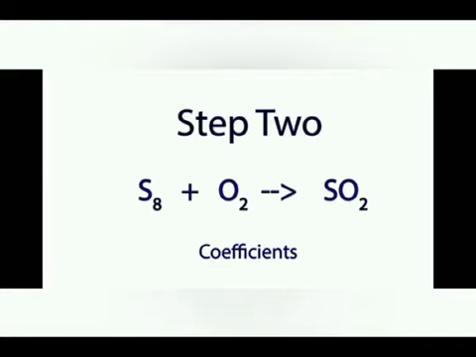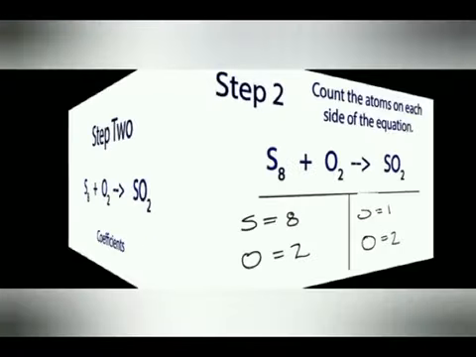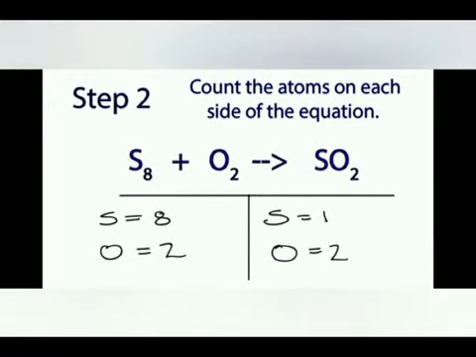How to see Step 2 now? Whenever you want to add a number, you have to add it in the coefficient place, nearby the coefficient, not on the suffix. Now we have to count. Already you know sulfur is 8 on the LHS and oxygen is 2. Sulfur is 1 on the RHS and oxygen is 2. So first we balance the sulfur, because oxygen is 2 and 2, they are the same. So let us start with sulfur.